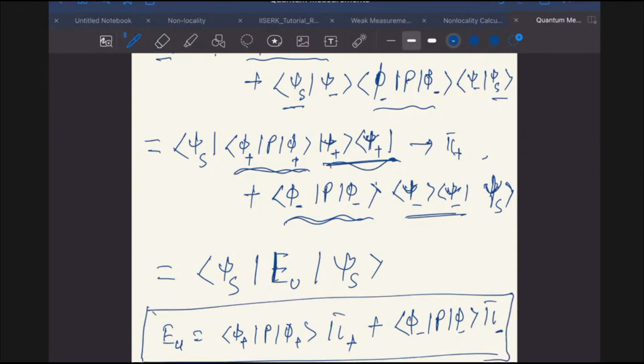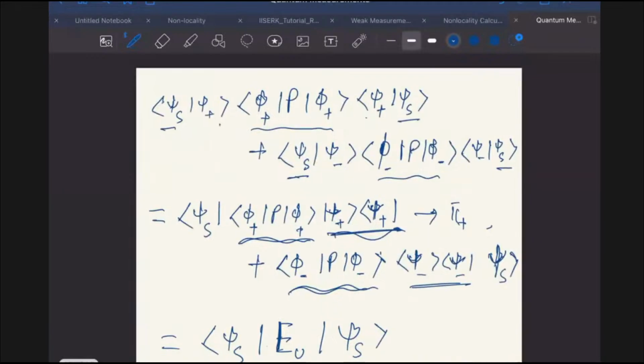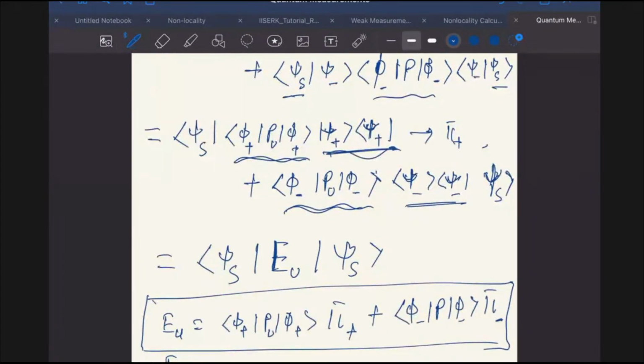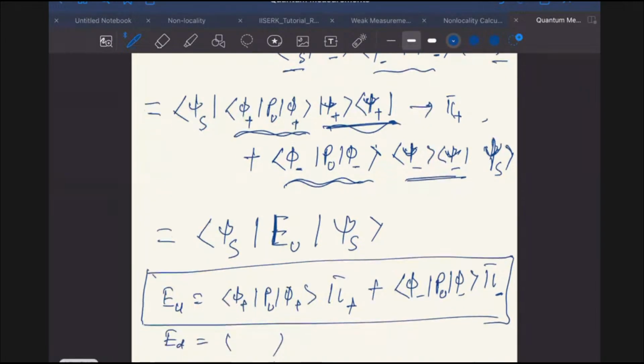And similarly, I can also calculate E_D, E for down. Just replace this, or you can just take identity minus E_U. Oh, okay. Somewhere I had missed this E_U, so I was not finding it. So E_U is there already. So just replace this projector by P_D, and you will get this one also, E_D. So now look at this.